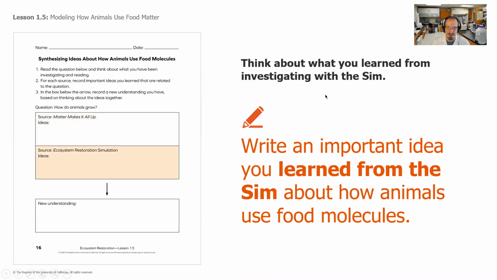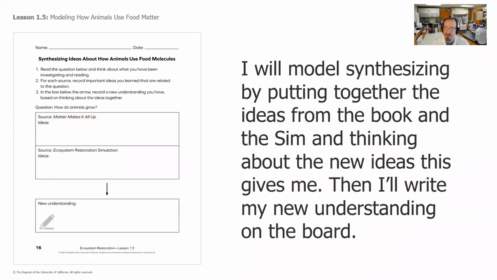And now what we want to do is think about what we learned from investigating with the sim. So we're going to write an important idea that we've learned from the sim about how animals use food molecules. Please do that in your graphic organizer now. And now what I'm going to do is model synthesizing by putting together ideas from the book and the sim and thinking about the new ideas this gives me. Then I'll write my new understanding in our example here.